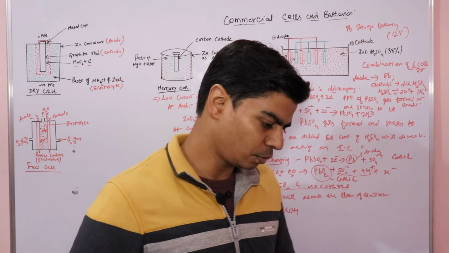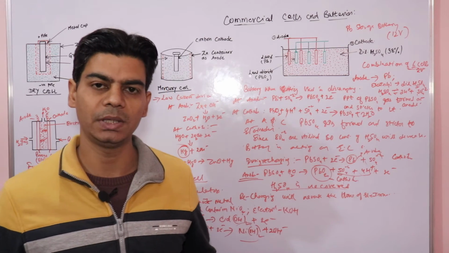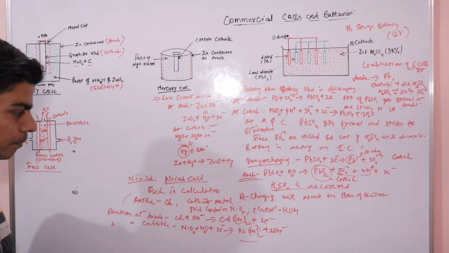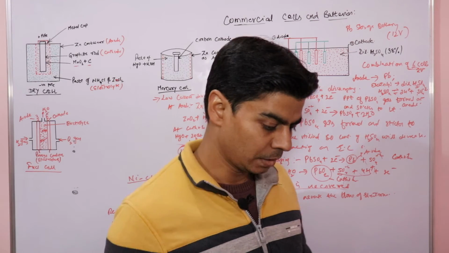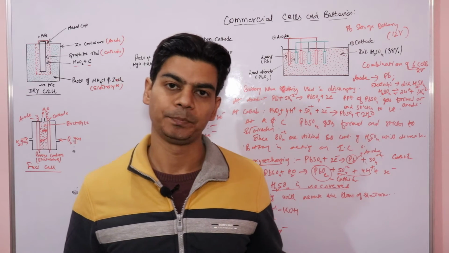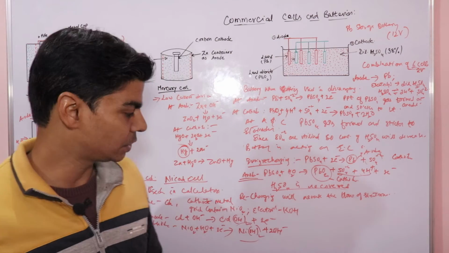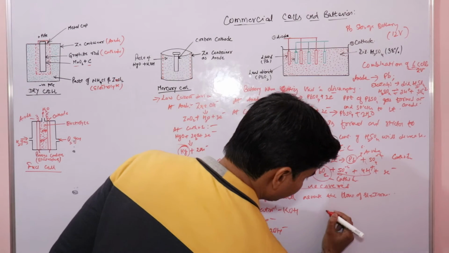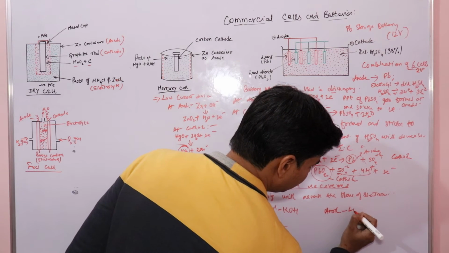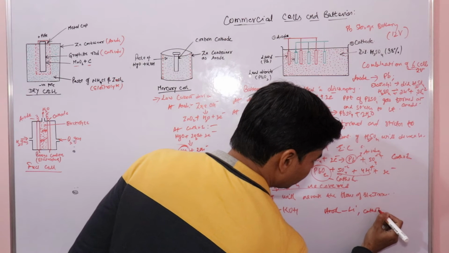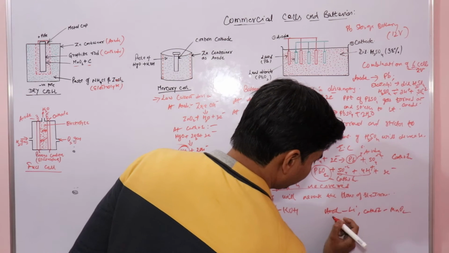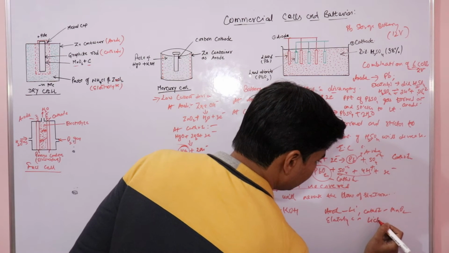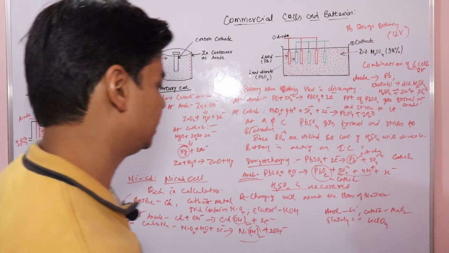Nowadays lithium batteries are commonly used because of their light weight. In lithium batteries, the anode is of lithium, the cathode is of a metal oxide, which is manganese dioxide, MnO2, and the electrolyte is lithium perchlorate, LiClO4. I'll write it over here.